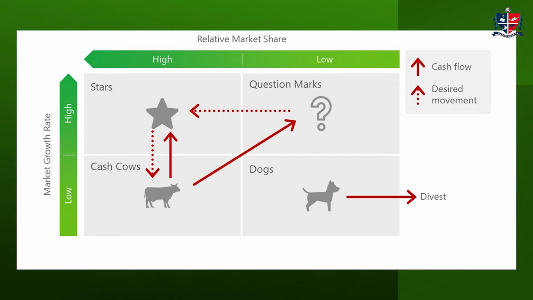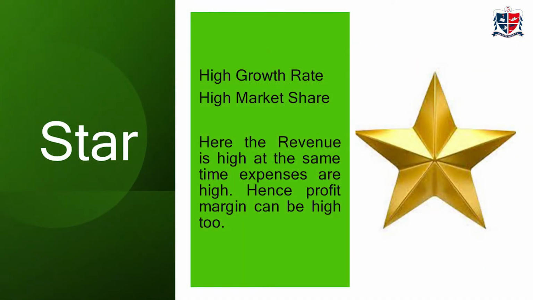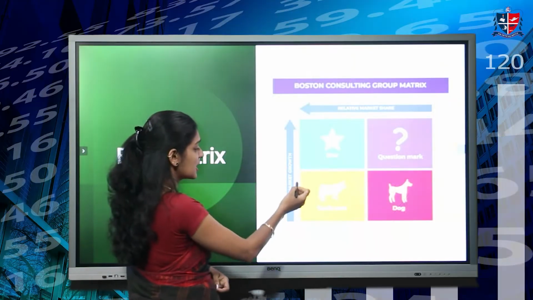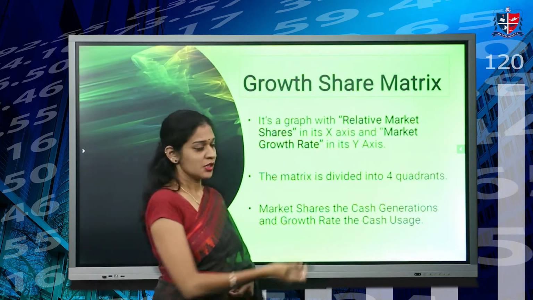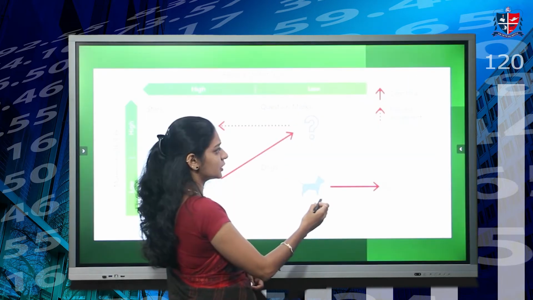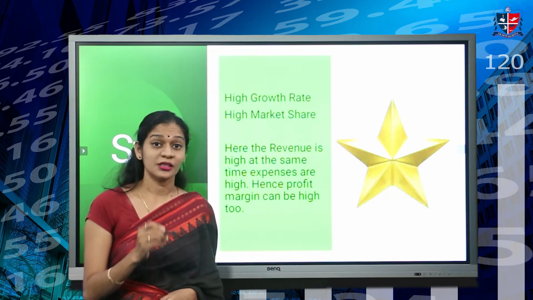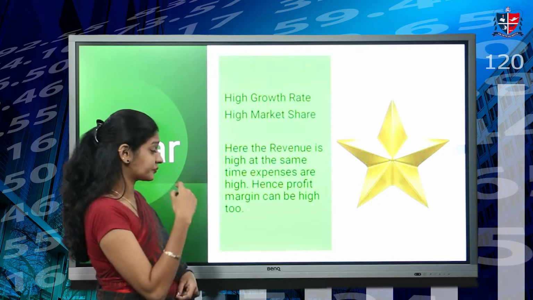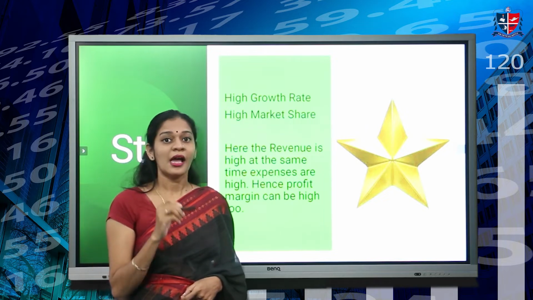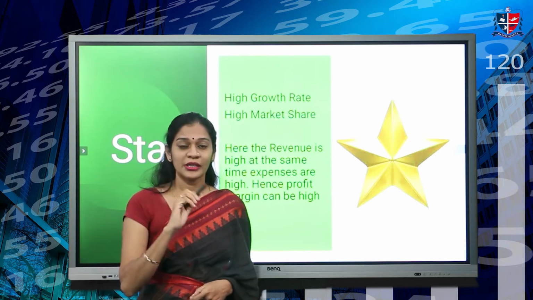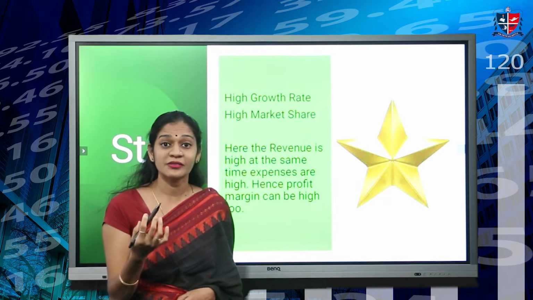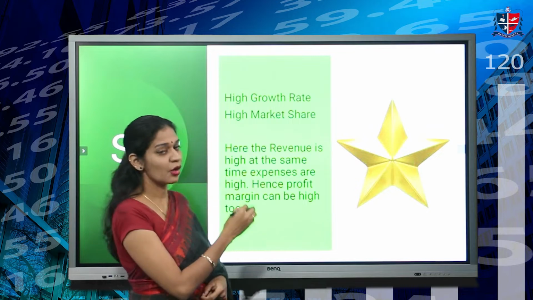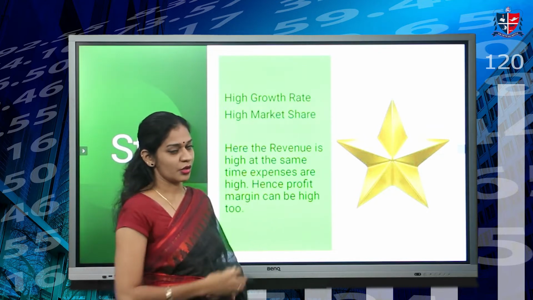Now let's consider these 4 quadrants separately. First one is star. Where is the star present? It is here. Star is positioned with a higher growth rate and higher market share. So both the market share as well as the market growth rate are high. That means there are more expenses, but the return is also more. So when comparing both, we get a profit. The profit margin will be high when a product is categorized under the star quadrant.